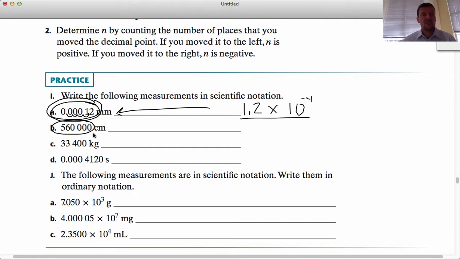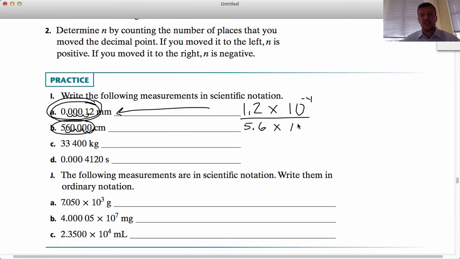This is a very large number. The decimal point is at the end. It's not written, but it's at the end. 1, 2, 3, 4, 5. And I get 5.6. So I moved it 5 places until I get a number between 1 and 10. 5.6 is between 1 and 10. I can't stop between the 6 and 0, that gives me 56. That's not between 1 and 10. I can't go past the 5. That's 0.56. That's not between 1 and 10.